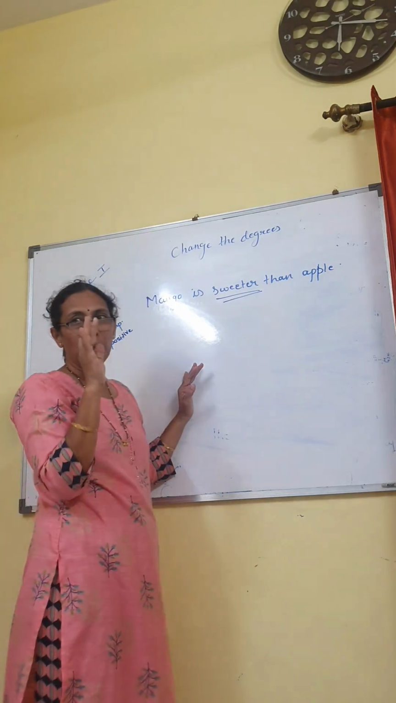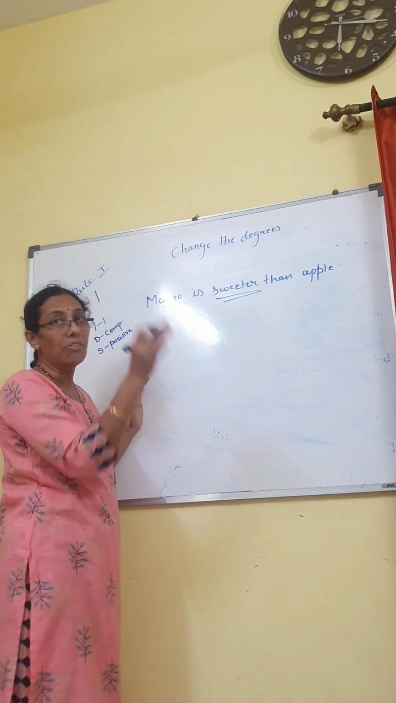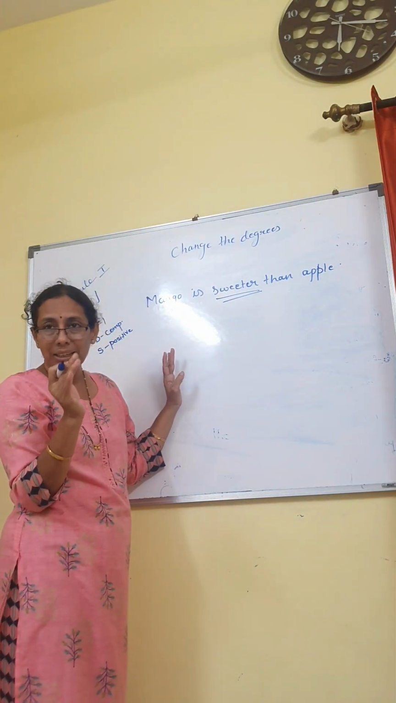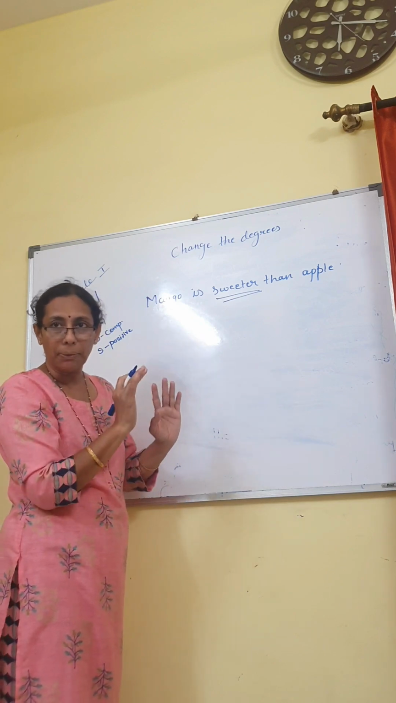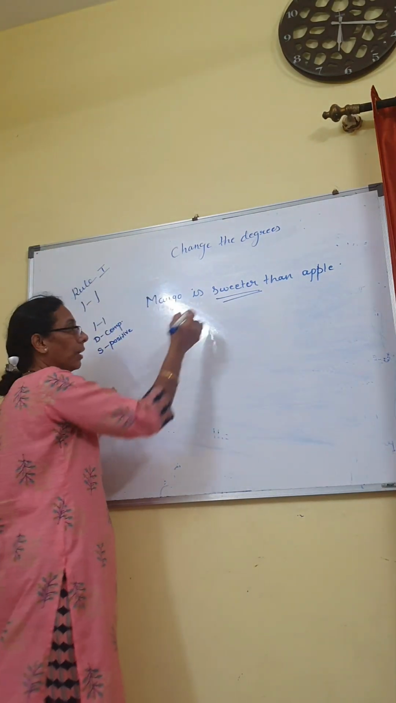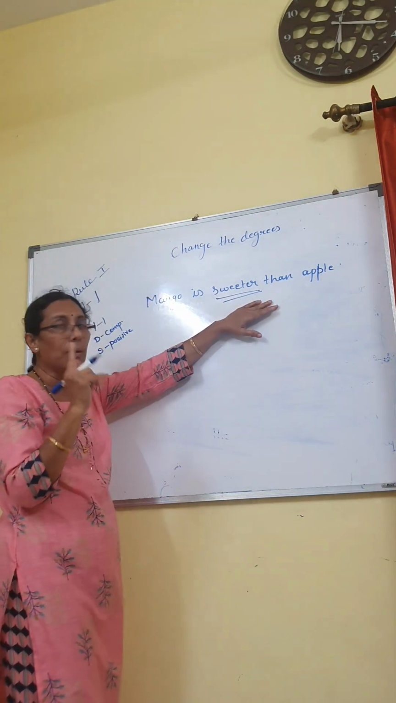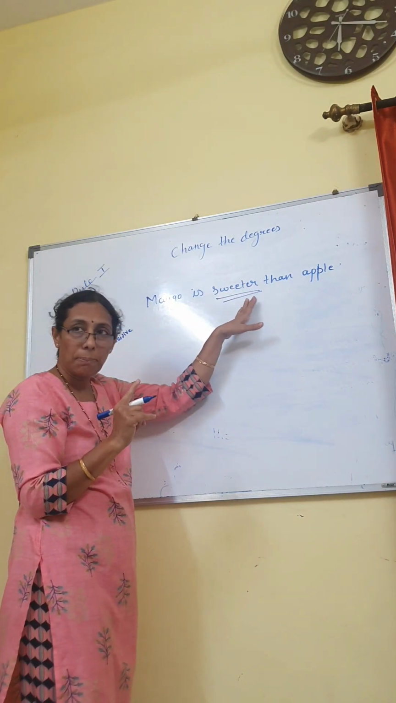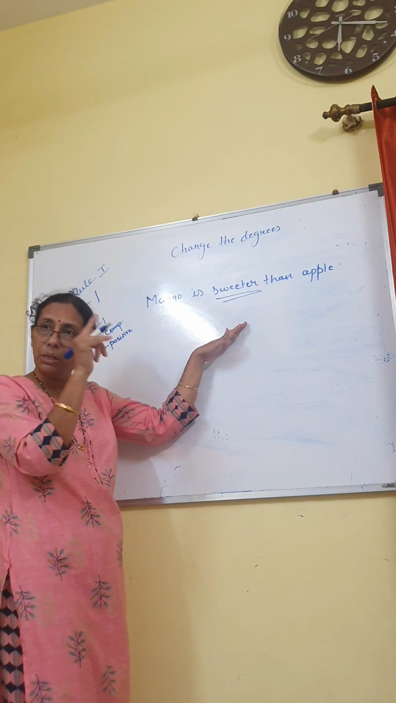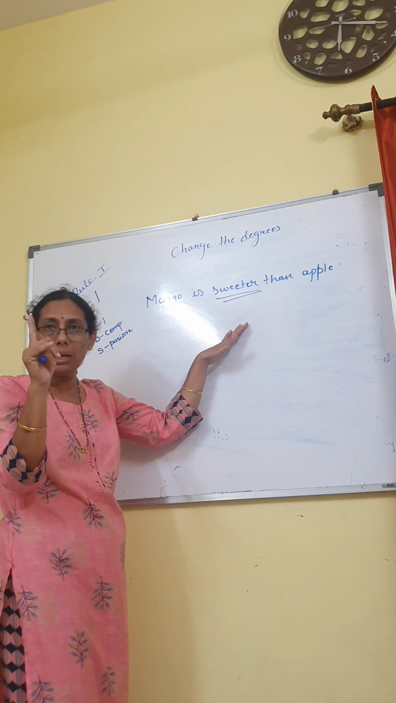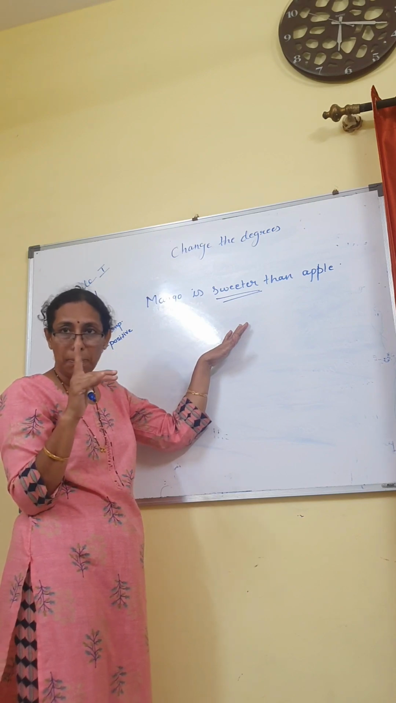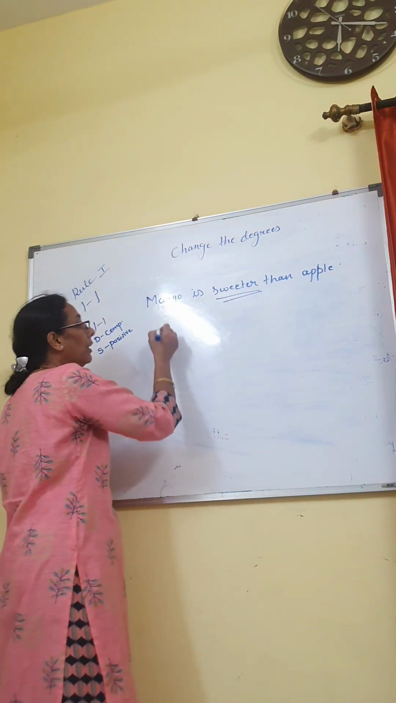Now while changing, when you want to change the degree without changing the meaning, what does this mean? Mango is sweeter than apple. What is the meaning of this sentence? Mango's sweetness is more than apple's. Isn't it? So while changing, you have to take apple in the beginning. Now in this rule number 1, if the degree is comparative, the answer will be positive, and if the degree is positive, the answer will be comparative. Vice versa. In rule number 1, no superlative degree is used while transforming the sentence. Keep that in mind.